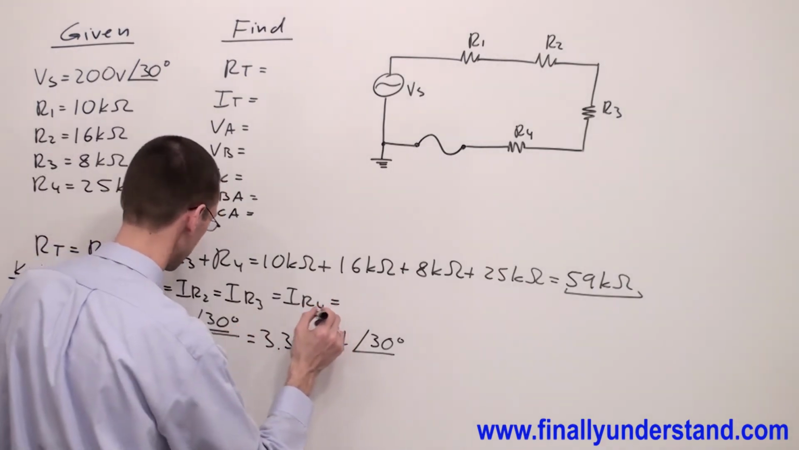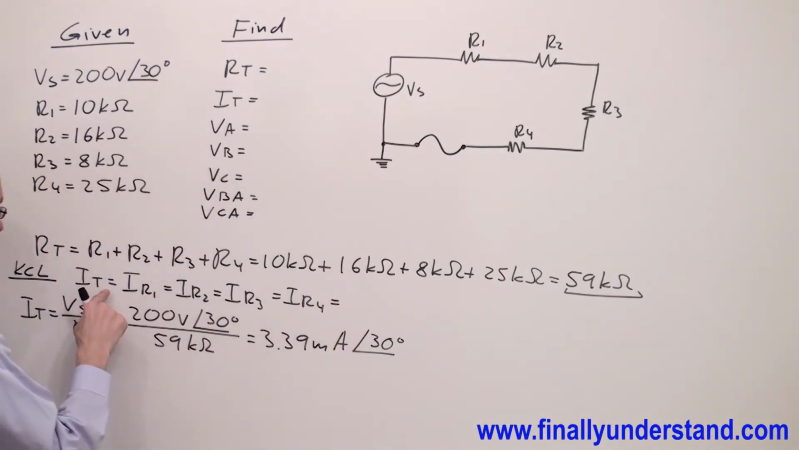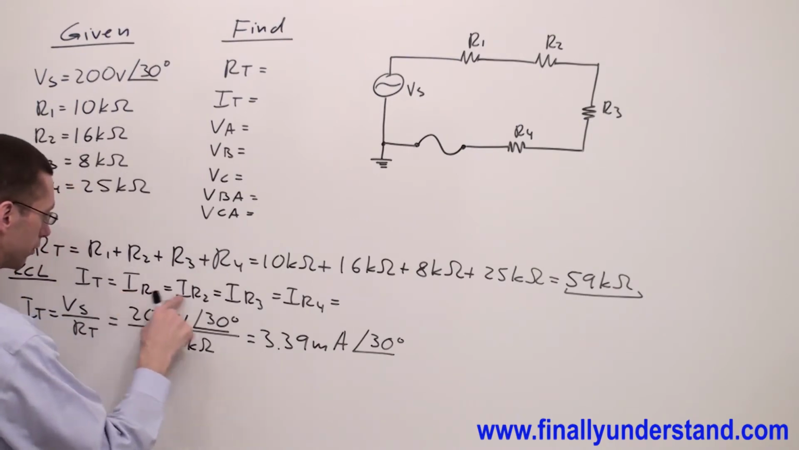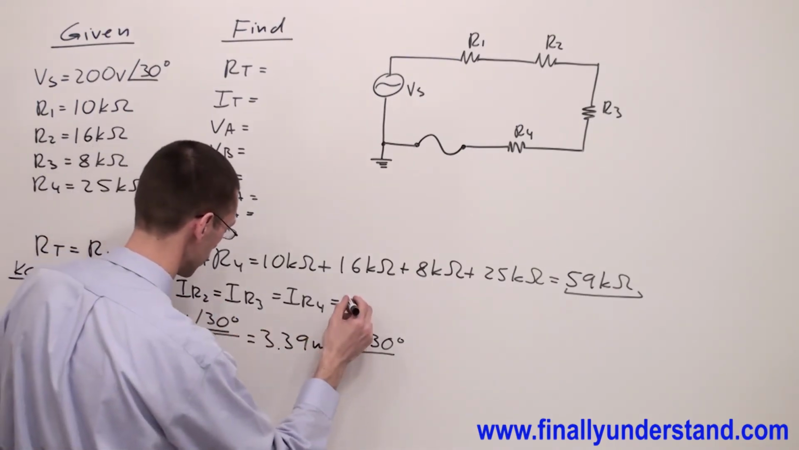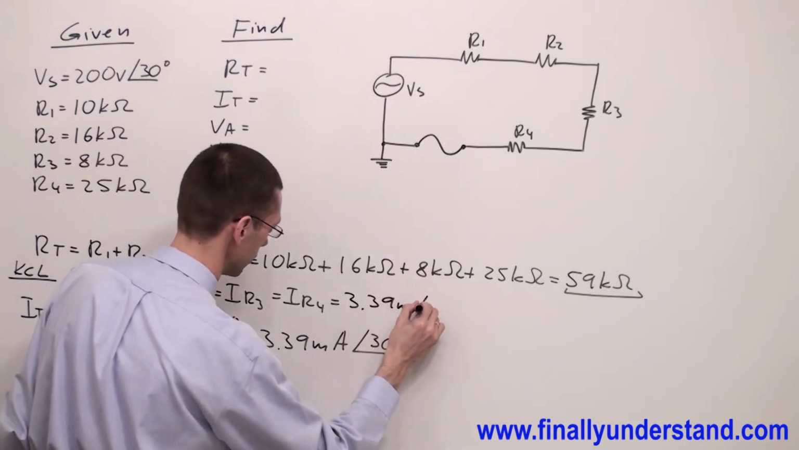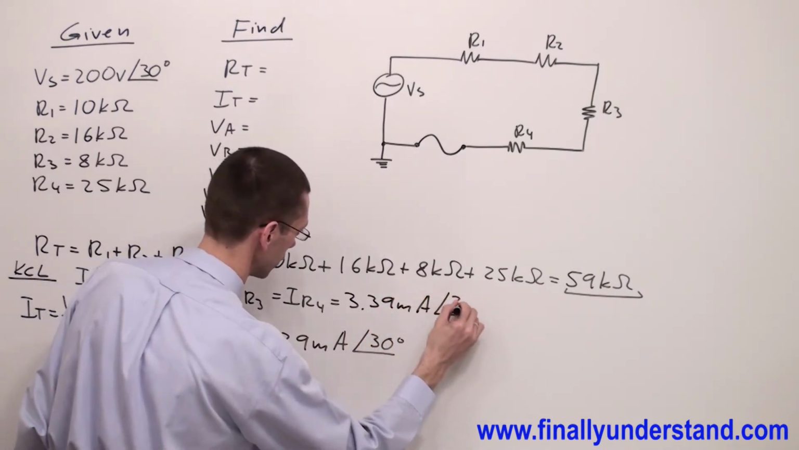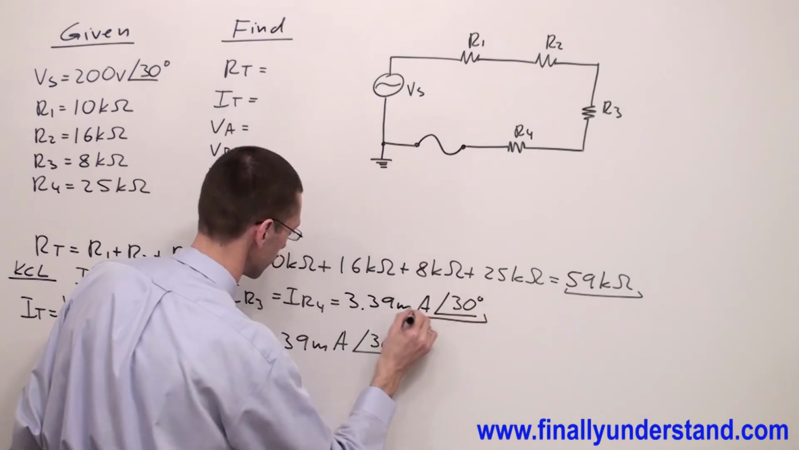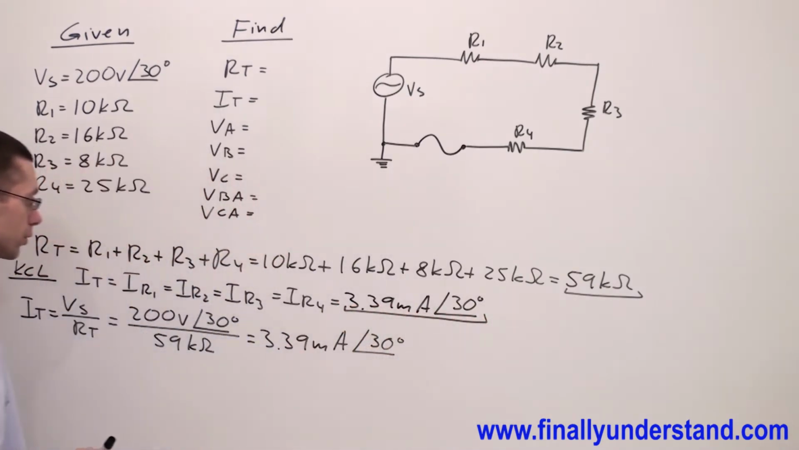That's why I'm going to write that I total is equal to the following currents, and this is equal to 3.39 milliamps and angle of 30 degrees. Okay, so this is my current in the circuit. Next, I'm supposed to find voltage VA, VB, VC and VD.